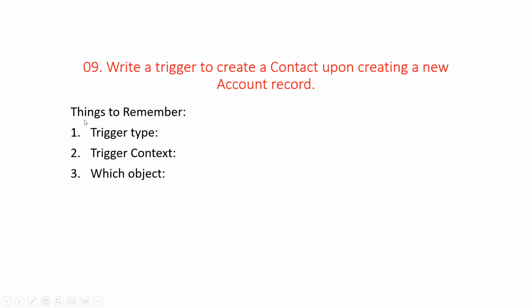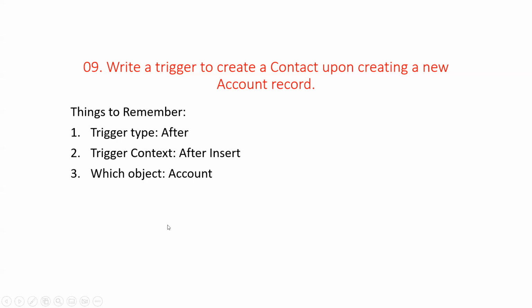So for that, we need three things to remember. As usual, trigger type: it is an after trigger because the action will fire right after inserting the records in the account object. And the trigger context is just after insert. Upon updating, it does not fire. Only after inserting the record in the account object, the trigger should fire. And the object is account. So, in summary, we're writing a trigger that will fire from the account object upon inserting any record in the account object, and that will create a contact record which is related to the account.